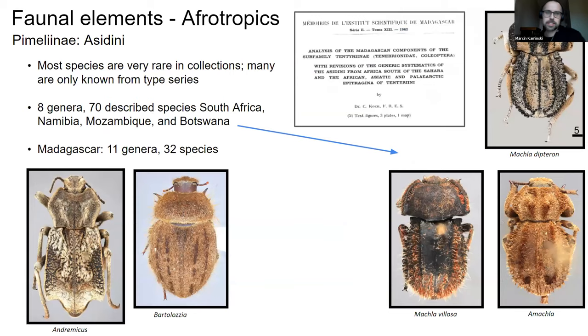Yesterday, Aaron told us a little bit about Asidini. So we know that there are some specific elements of this group that can be found, for example, in the Palearctic region, like Asida. There is Stenomorpha in North America, I even saw that. And in South America, we have Cardiogenus. Nevertheless, there are quite a few species and genera endemic to the Afrotropical region. It is worth mentioning that Madagascar possesses its own fauna, which doesn't overlap with the African continent.